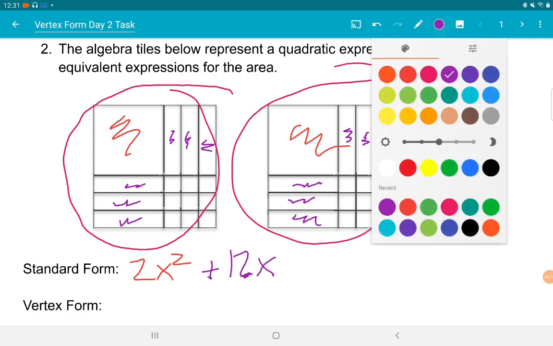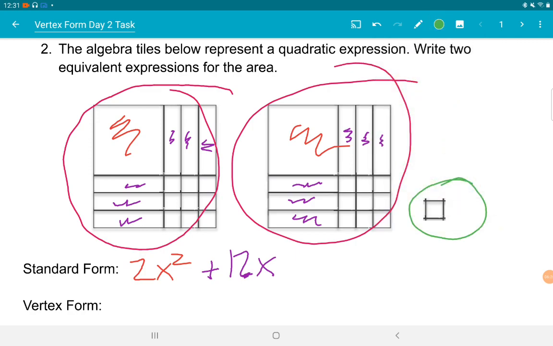Now we can just count out our ones. So our ones are these little ones. So 1, 2, 3, 4, 5, 6, 7, 8, 9. So there's 9 in that corner, which means there's also 9 over here. So that's 18. And then there's one more over here. So 19. So 2x squared plus 12x plus 19 is all of the stuff we have going on here, okay?